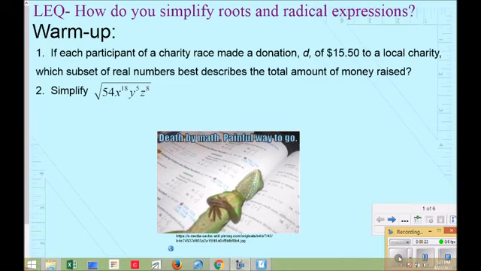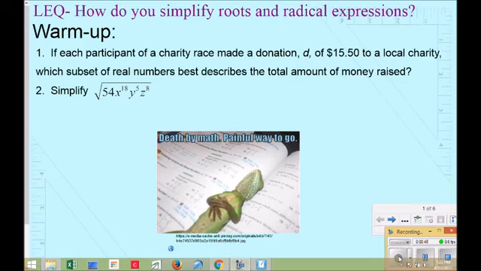So this is similar to the one we looked at yesterday, where the number of participants could be 0, no one could show up, or 1 or 2 or 3 or 4 and so forth. So we said whole numbers. So if whole numbers describe the number of people who are participating, and each person is donating $15.50.